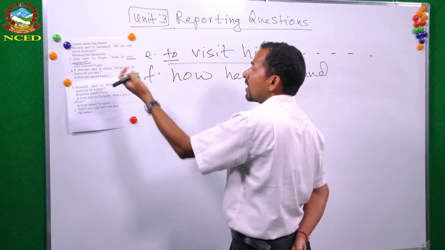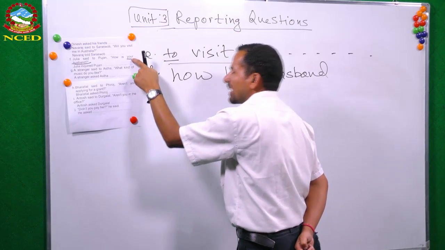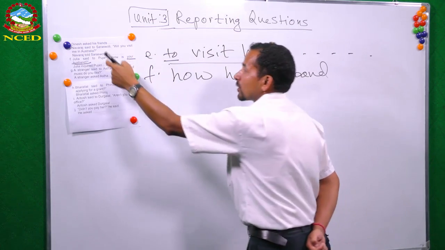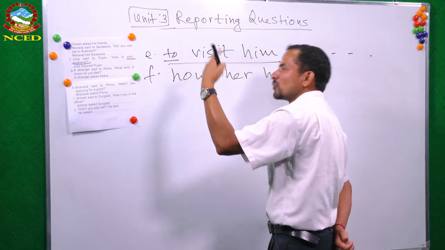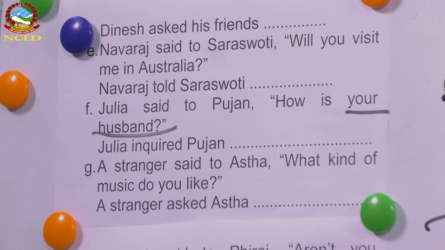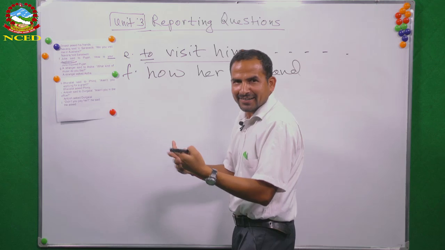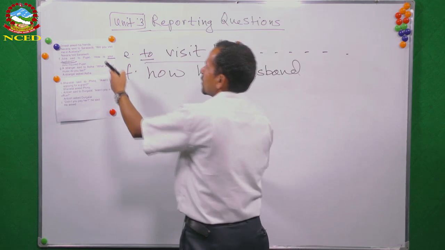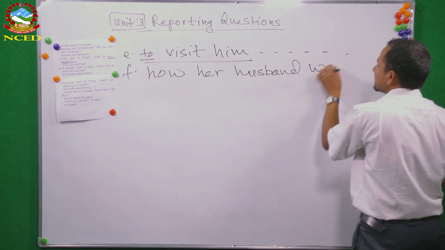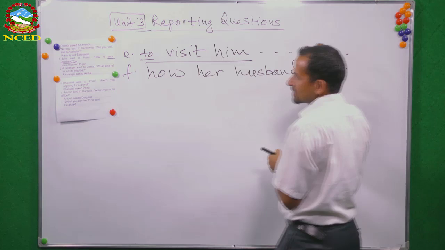How her husband. Why her? Because this is the second person pronoun and it's in object form, and the second person pronoun is changed according to the object of the reporting clause. So there is Poojan, the pronoun for Poojan is she. She is a female here, because the question is how is your husband? A boy is not asked how is your husband, it is asked to a girl, to a woman. So here it is her, right? So how her husband is simple present, and we have changed this into simple past, was.